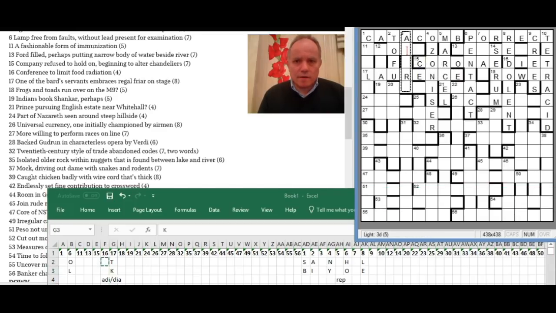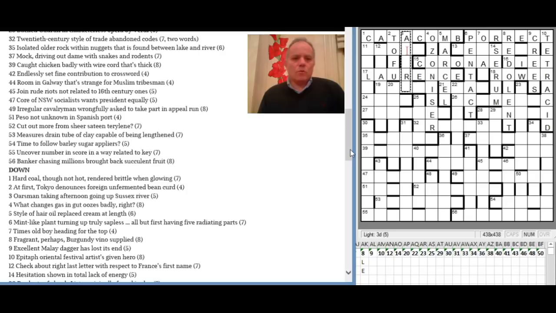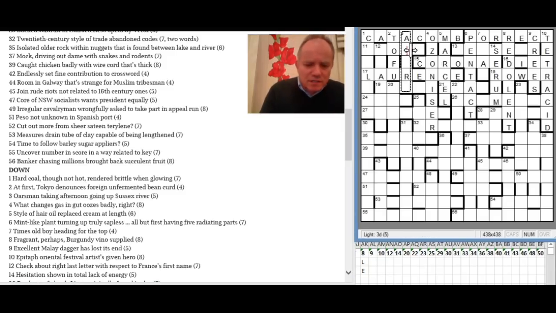Right, three down. Oarsman taking afternoon, going up Sussex River. Aaron. Afternoon can be A. Going up Sussex River is Nura. And Anura are frogs and toads, I reckon. I think it means tailless.